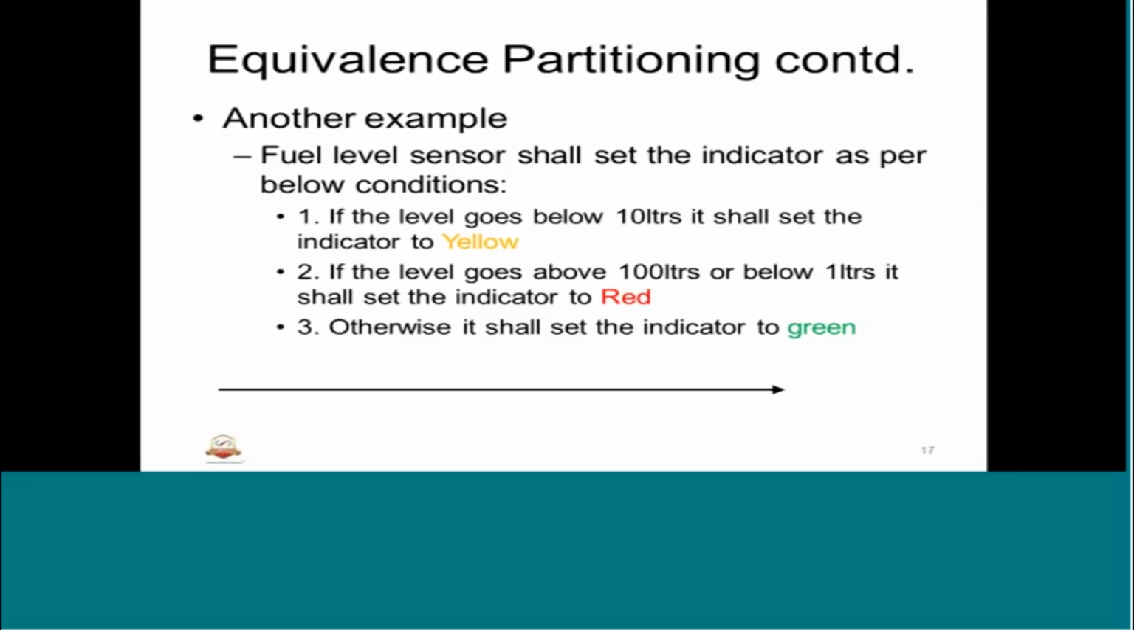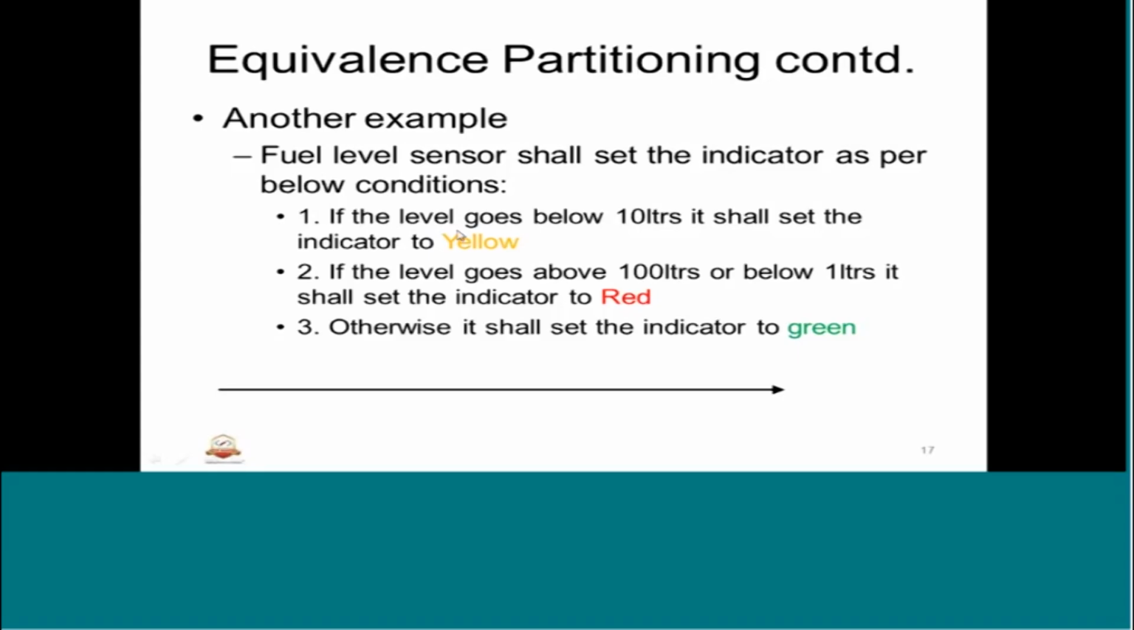Okay, equivalence partitioning continued. One more good example I will depict here. Let us consider the fuel level sensor. We shall set an indicator as per the below conditions. So fuel level identifies the levels of the fuel. Based on the level, it will indicate. So that's what the requirements are. There are 3 requirements underneath this.